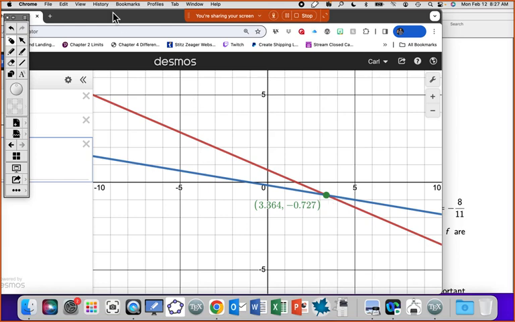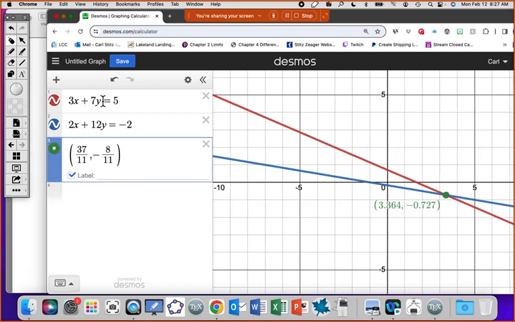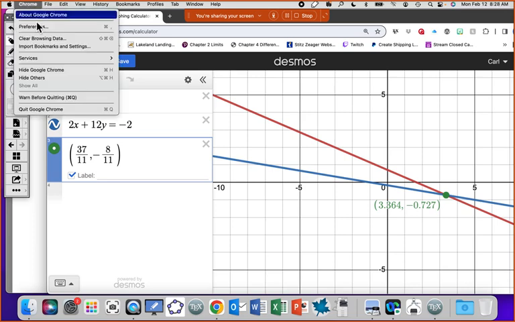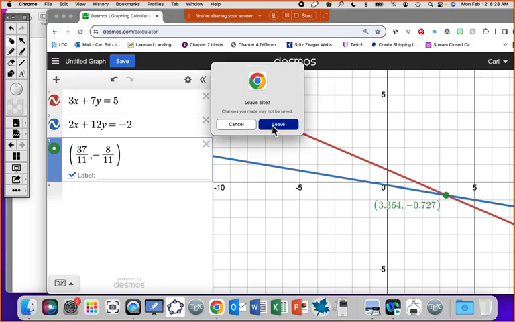Yep. So you got x and y satisfying both equations. That means that coordinate point is on the graph of both lines, so it's an intersection point. Okay, that's a little review there.